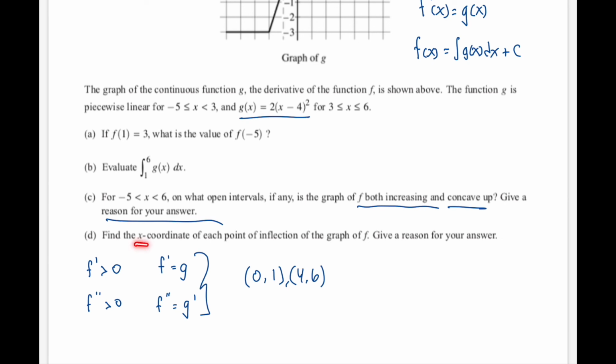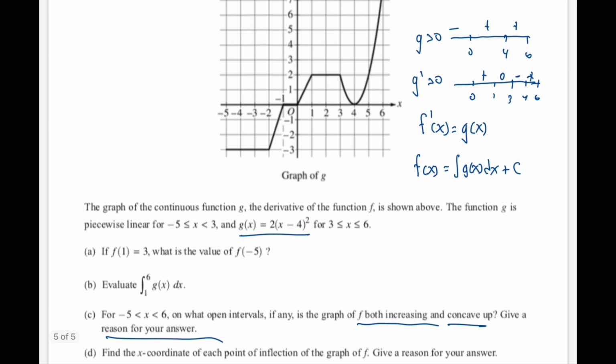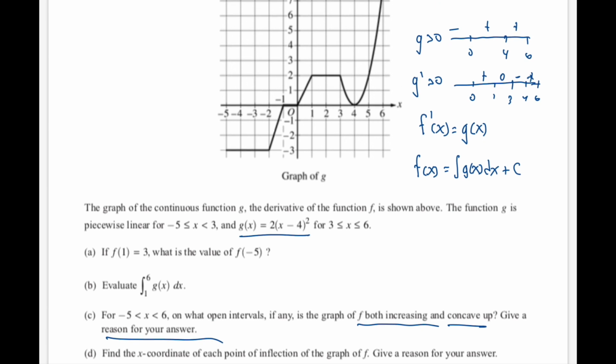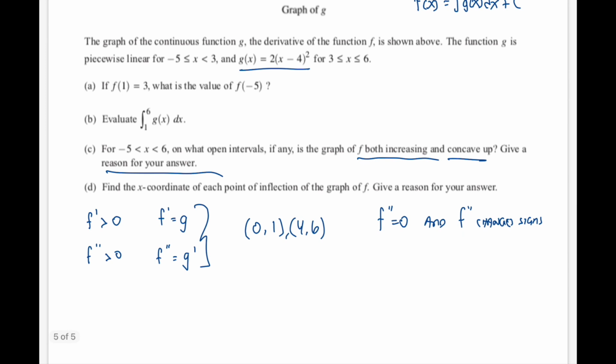Now the last bit, find the x-coordinate of each point of inflection. All right, each point of inflection, that's when f prime prime is 0 and f prime prime changes signs. I'm going to go back to the graph. F prime prime is going to be the derivative of g, and that is 0 all through there, or positive, 0, negative. It doesn't change signs at those points. What happens at x equals 4, g prime changes from being negative to positive. So last bit we have x equals 4. There's our reason.